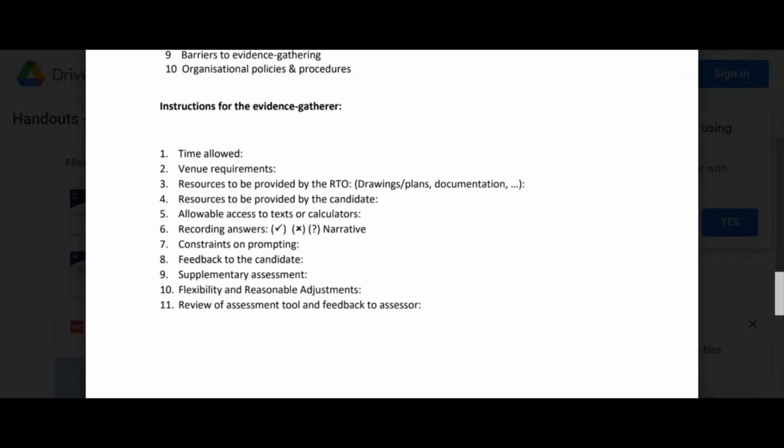Flexibility and reasonable adjustment. Can you deliver this in writing, or can it be delivered orally? What sort of strategies are legitimate? Can it be done through an interpreter? Quick answer, no, because the interpreter would not be there in the workplace. Keep in mind all the time that the ultimate issue is, how is this knowledge used in the workplace, and how can I make sure that I'm understanding this person's knowledge base as it would be used in the workplace?